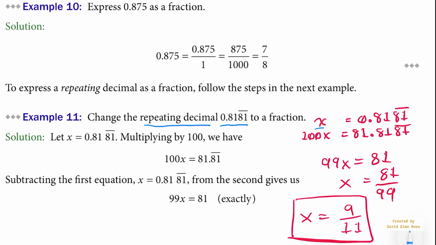If you want to change a repeating decimal, such as 0.81 repeated, to a fraction, then you can say let x equal this number, and then it depends on how many digits are repeating. In this case, we have 2 digits that are repeating, so that's going to be 10 to the 2, or 100x is equal to this. Now, if you subtract x from 100x, you're going to get 99x. When you subtract these, the repeating part goes out, and you're left with 99x equals 81, which then gives you x is equal to 81 over 99, and when you divide out by 9, you get this final result that x is equal to 9/11.